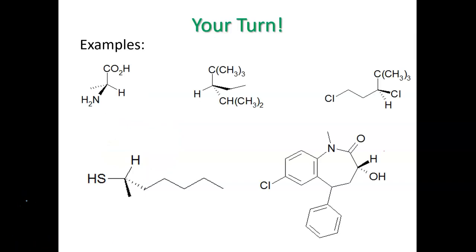Okay, so we're going to practice this in class. Try to identify the priority and then number those, and if the low priority is not in the back, do that swap, and then trace and determine if these are R versus S enantiomers. And again, we'll continue this in class and discuss these and go over the answers for these as well.